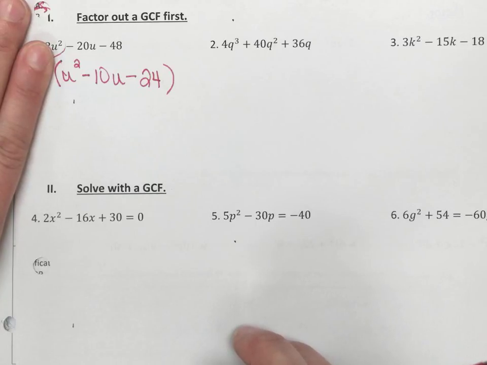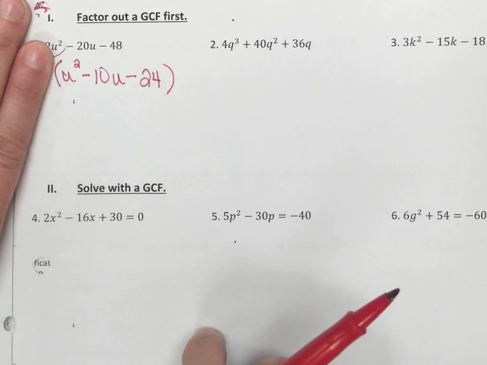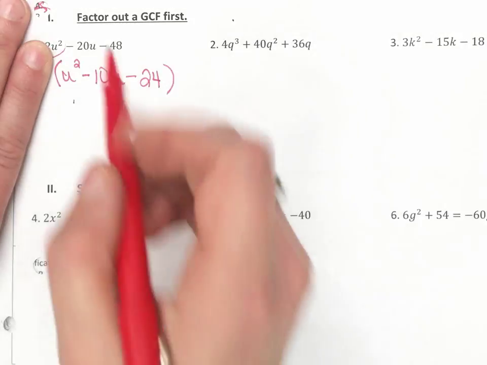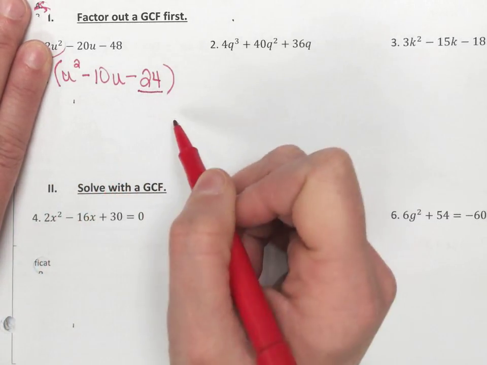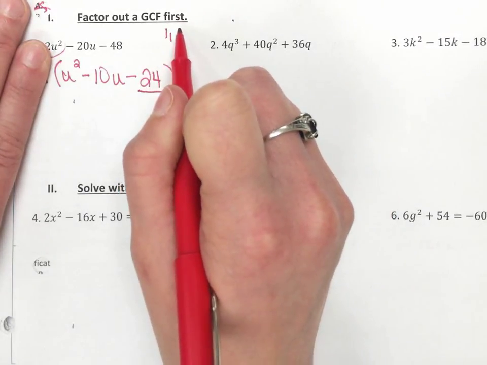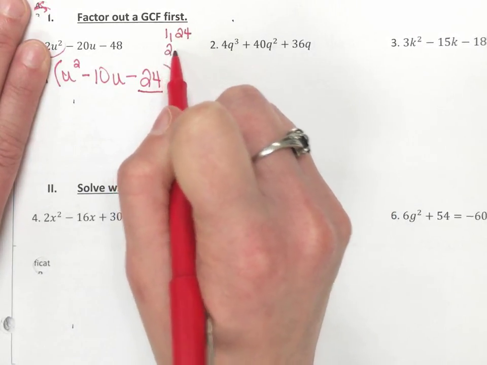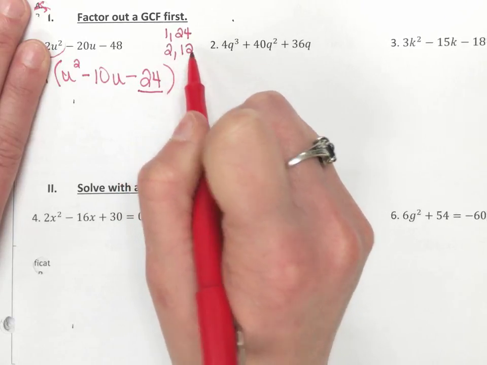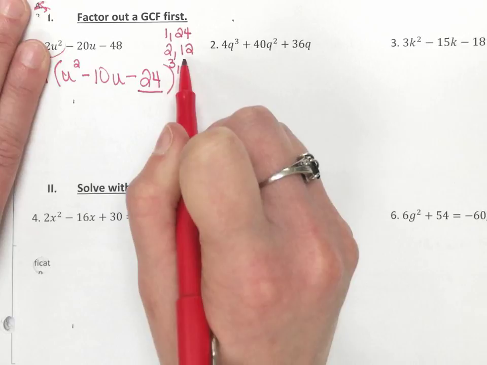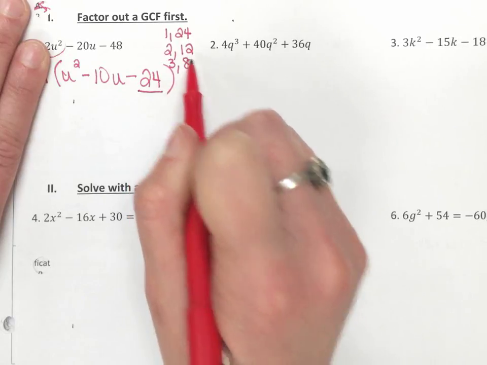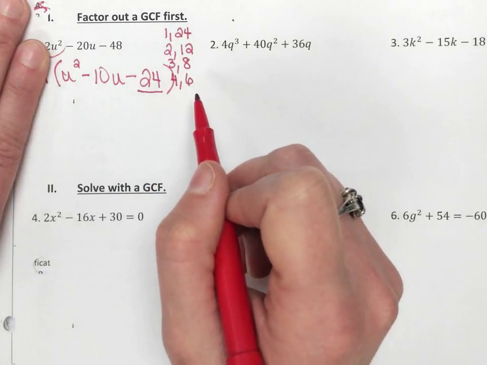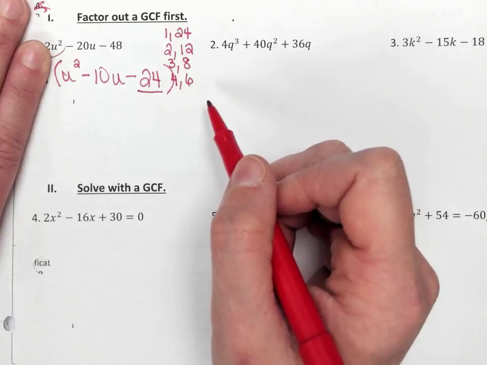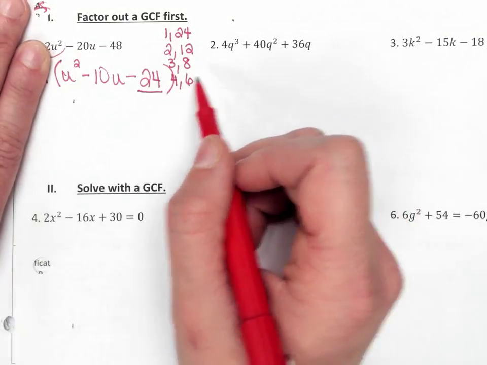Pretend like he's not there. Okay, it's the same thing we've been doing. Factors of 24. What are the factors of 24? 1 and 24. 2 and 12. 3 and 8, Clay. Very good. 4 and 6. Very good. Ethan, was that you? Very good, Ethan. All right, so which one adds or subtracts to be negative 10?